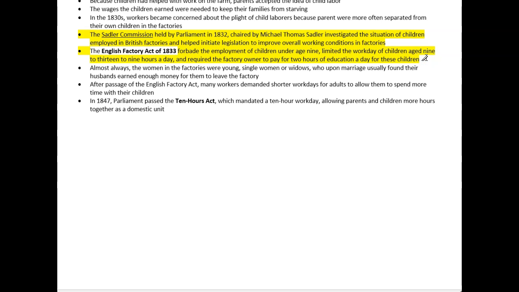Almost always, the women in the factories were young single women or widows who, upon marriage, usually found their husbands earn enough money for them to leave the factory. After passage of the English Factory Act, many workers demanded shorter work days for adults to allow them to spend more time with their children. In 1847, Parliament passed the 10 Hours Act, which mandated a 10-hour workday, allowing parents and children more hours together as a domestic unit. All right, so we'll go ahead and stop here.